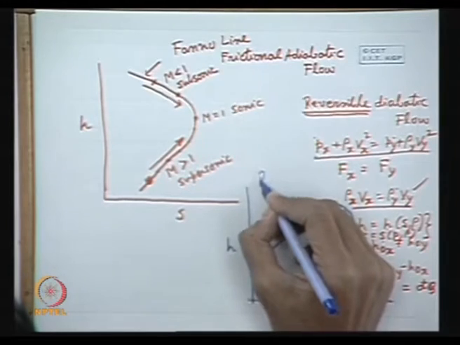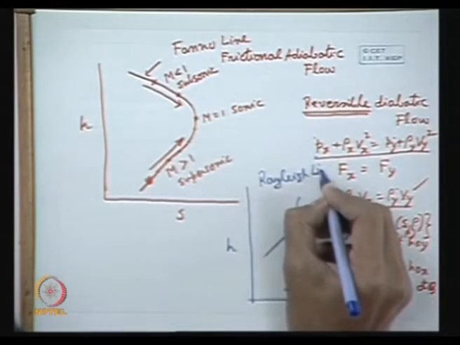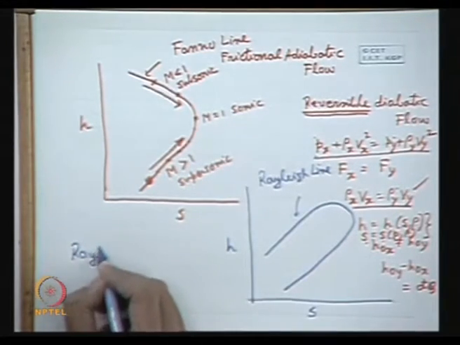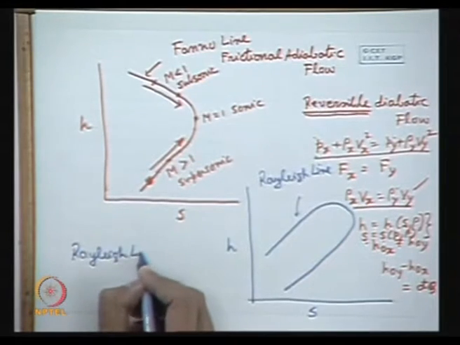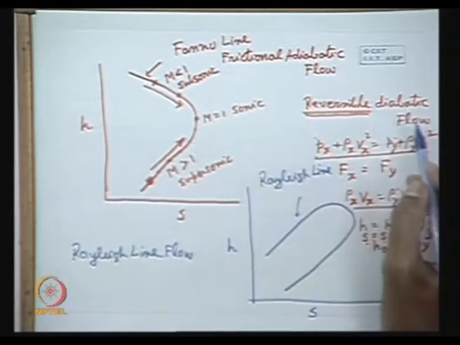This is known as the Rayleigh line. And this flow is referred to as Rayleigh line flow. That means this is precisely the reversible diabatic flow.